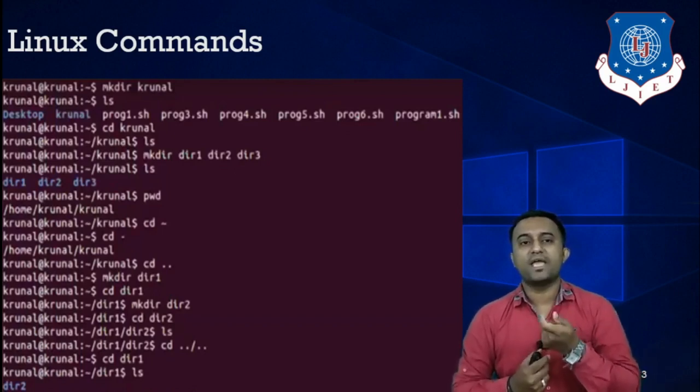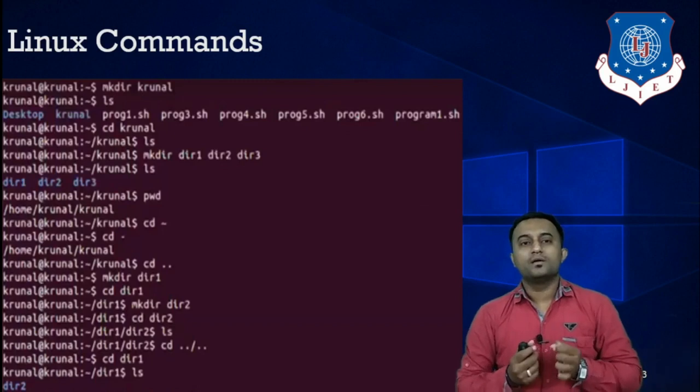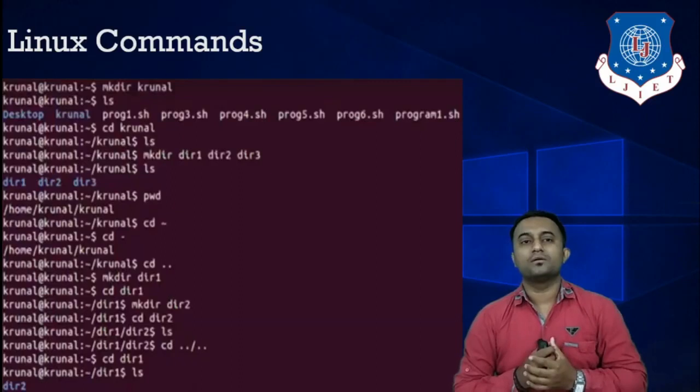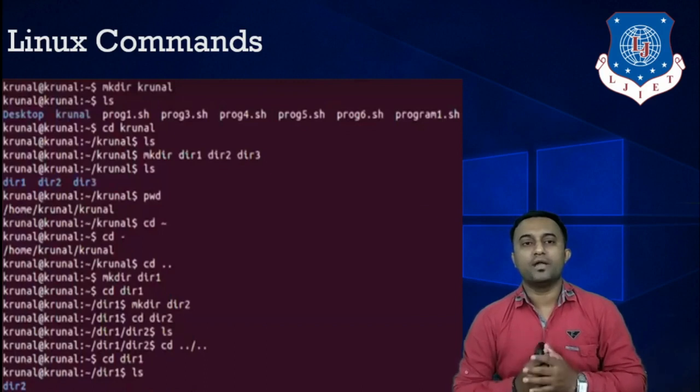The command name is mkdir, where mk stands for make and dir stands for directory. So you fire the make directory command, and once you use that command, then a space, you have to mention the name of the directory that you want to create. I have mentioned Kernel in this case. Once you mention the name of the directory, you need to press enter, and this command will be successfully executed.